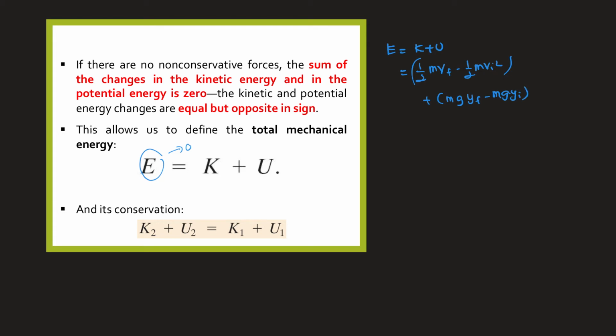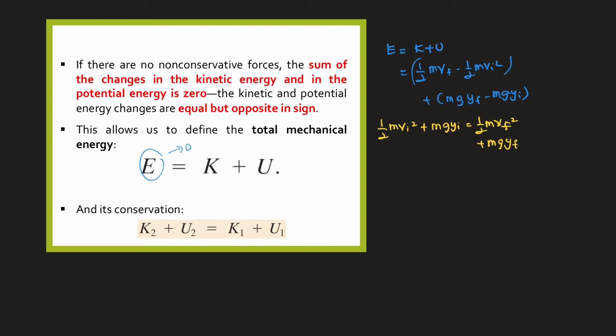Because we consider that the energy is conserved and transferred from kinetic to potential, when you rearrange the equation you are going to get half mv initial squared plus mg y initial equals half mv final squared plus mg y final. So this is the equation which we consider only for conservative force.